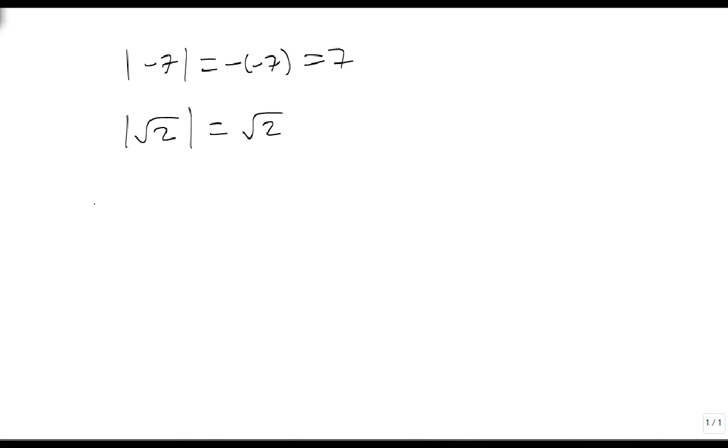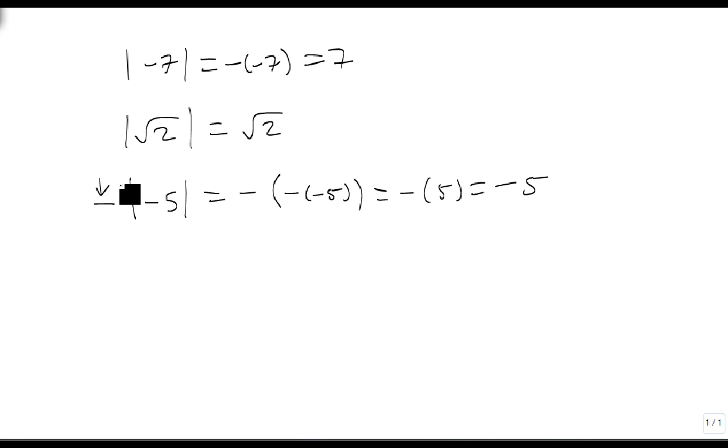And I can do something interesting. If I put a minus on the outside of an absolute value, minus the absolute value of minus 5, this is minus a minus minus 5, so this becomes a plus with one more negative, becomes negative 5. So if I want to force something to be negative, I just have to put a negative on the outside of the absolute values.